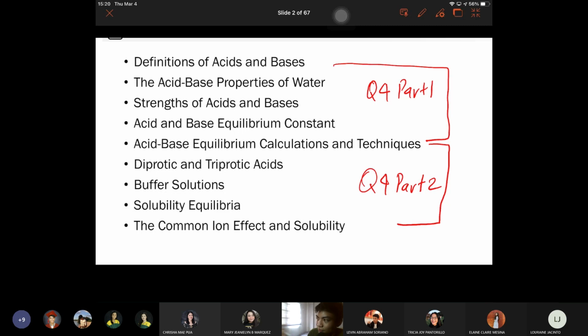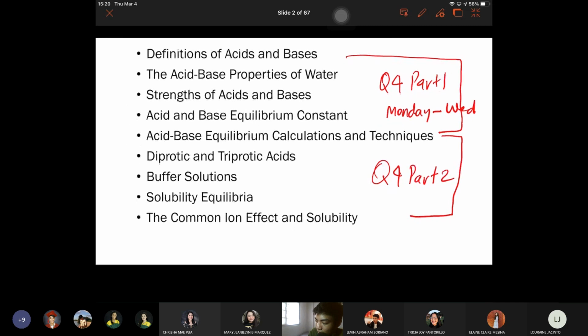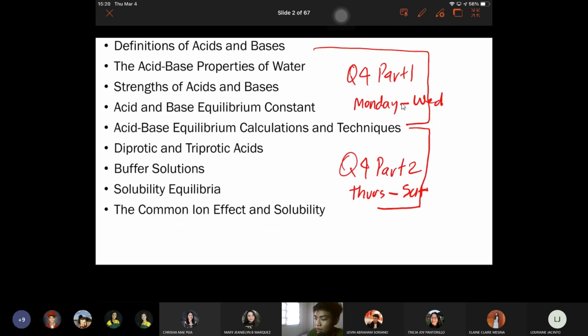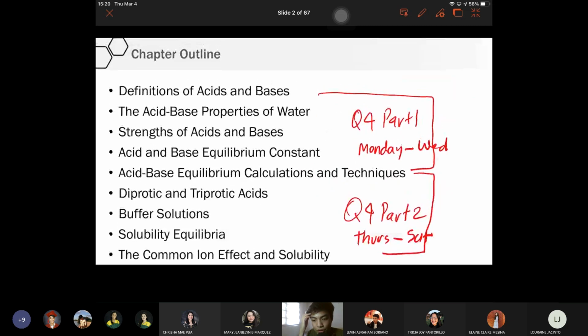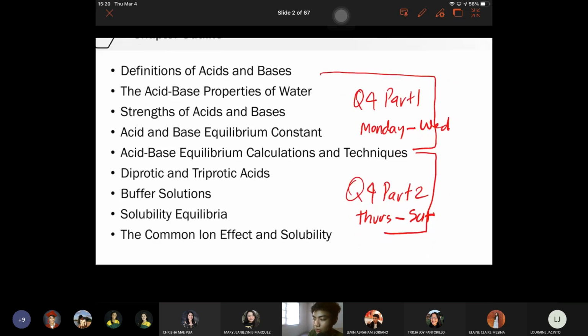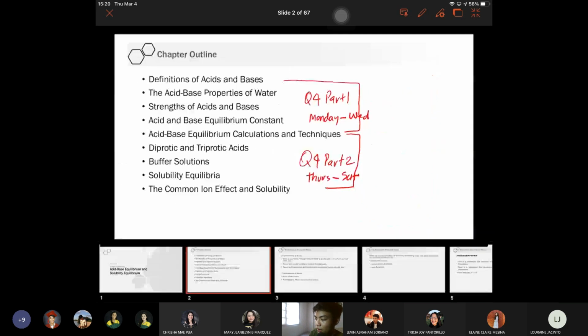Kailan mag-open yung quiz 4 part 1? That will be open starting Monday to Wednesday next week. And yung quiz 4 part 2, that will open by Thursday to Saturday next week. I will upload a worksheet for this chapter and additional problems pa. Okay? So hopefully makatulong yun sa review nyo.